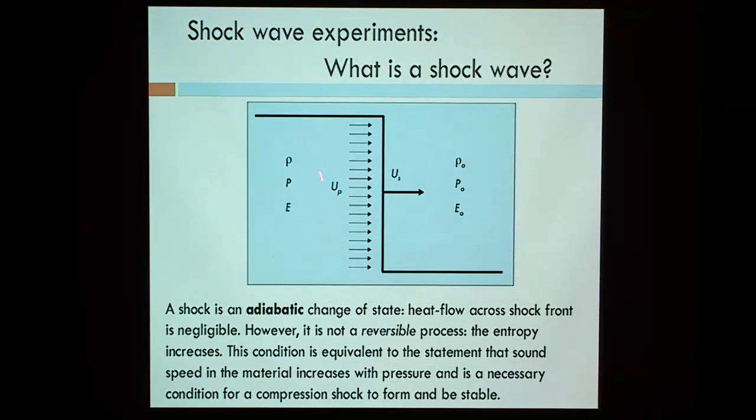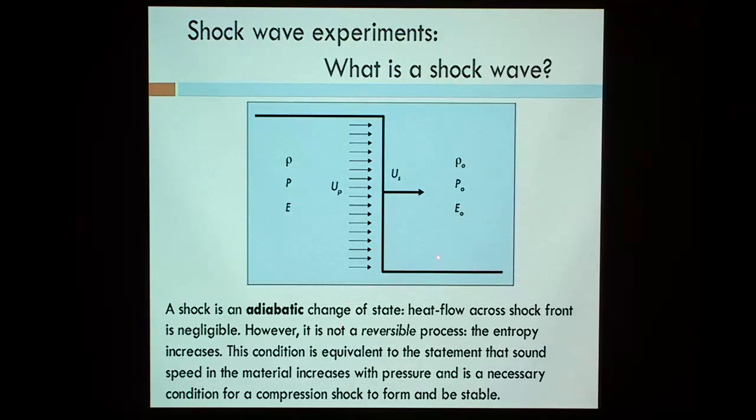Shocked material must have higher entropy than the unshocked material, or you won't form a stable shock. It won't be a spontaneous process that you can actually drive in nature. Okay? It turns out the statement that the entropy increases across the shock is equivalent, if you do a bunch of thermodynamic identities, to the statement that the sound speed in this material increases with pressure. And that's the normal behavior you expect for almost any material. Okay, usually it increases linearly as density decreases. That's Birch's law. But as long as the sound speed somehow increases with pressure, you can form a stable compression shock. Okay, and in fact, it's hard to avoid forming shocks if you have a material that behaves like that.